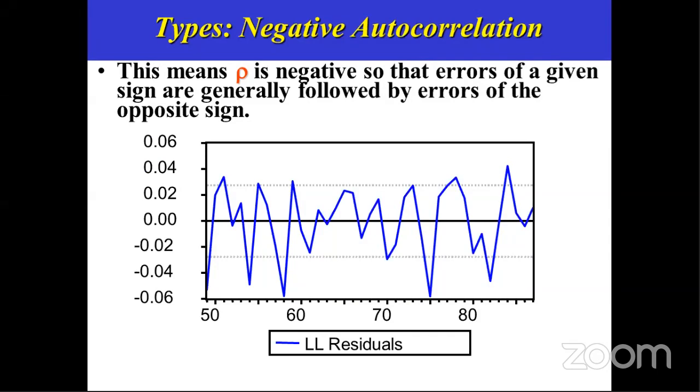So like this, if the rho is negative, so that the errors of a given sign are generally followed by the errors of the opposite sign, then we call it a negative autocorrelation.